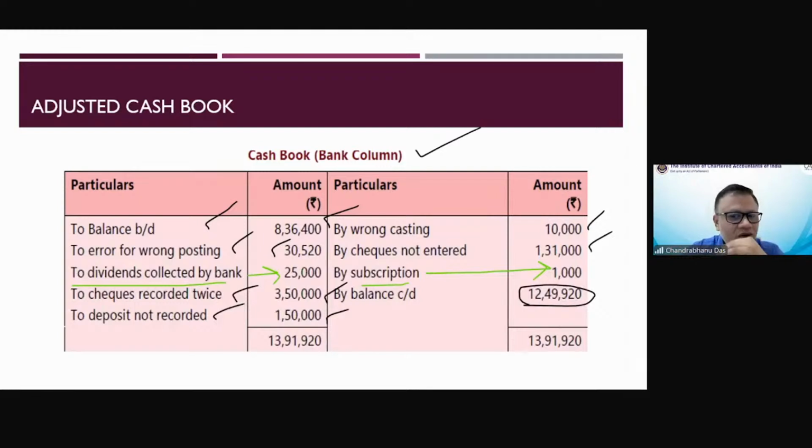Credit side, I have taken all the entries which will decrease the cash balance, so that my cash book is now perfectly adjusted. I have taken all the errors and the bank transactions. Now, please ask me if there is any doubt here. I will go slow if required, or we will continue in the next session also. But please tell me here if any doubt.